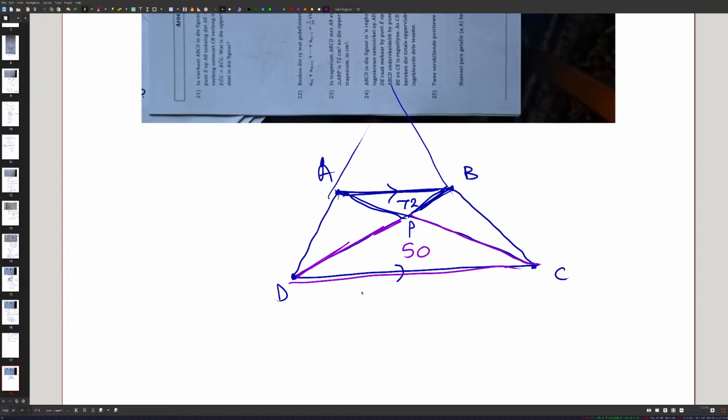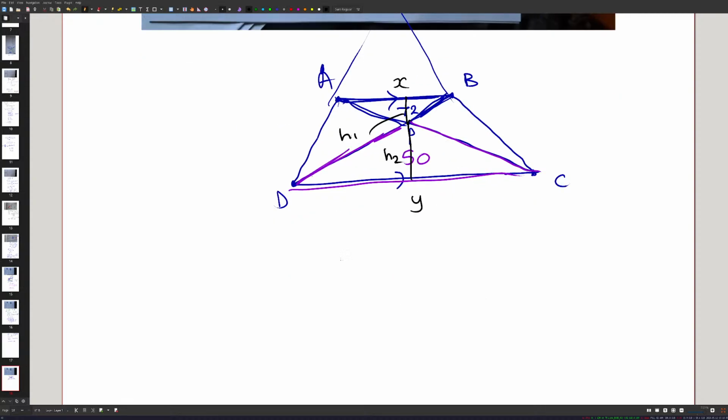Well, okay. I guess let's call this X and H1, H2, and Y. Then the equations that we're given here are that a half of X times H1 is 72, and a half of Y times H2 is 50.